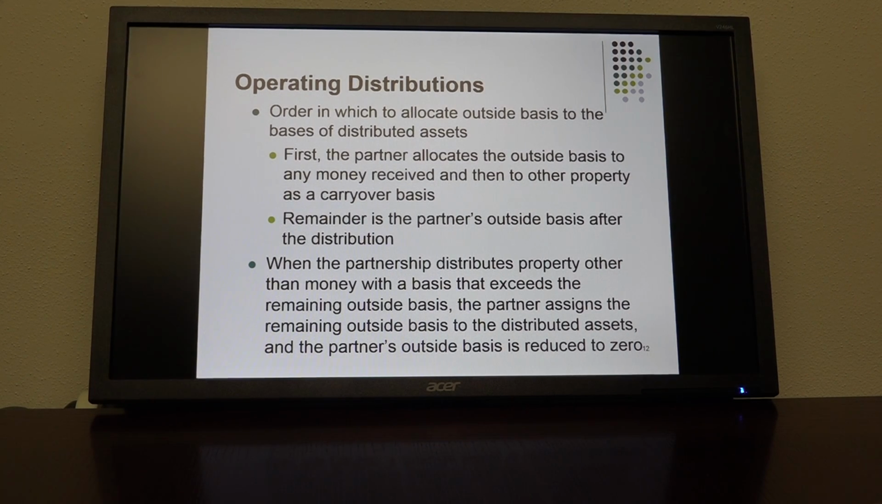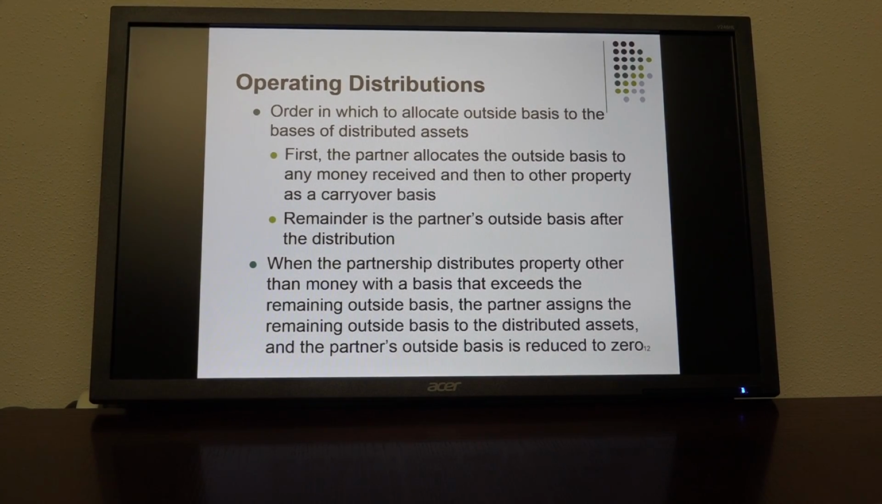And of course, the basis of the investments was $90,000. So she's going to reduce her outside basis by that $55,000. So her basis after allocating remaining outside basis to the investments of $55,000 leaves her outside basis at 0. So make sure you look at that.